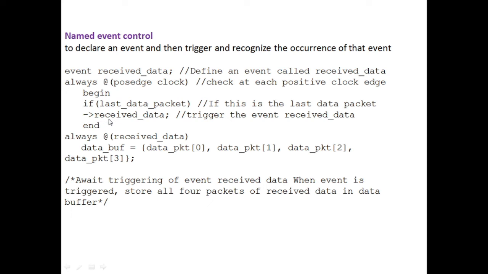So what happens? I am triggering the event received data. All the data packets have been received completely, so this is my trigger. Always at the rate of received data, this is my triggering input. I have an output data buffer register, which is a vector register, storing all the incoming input data packets like data packet 0, data packet 1, data packet 2 and data packet 3.